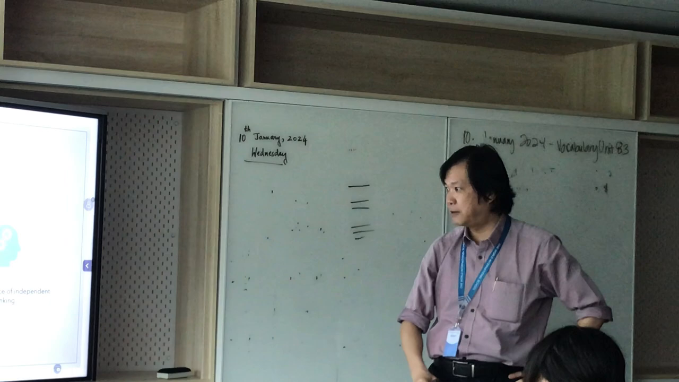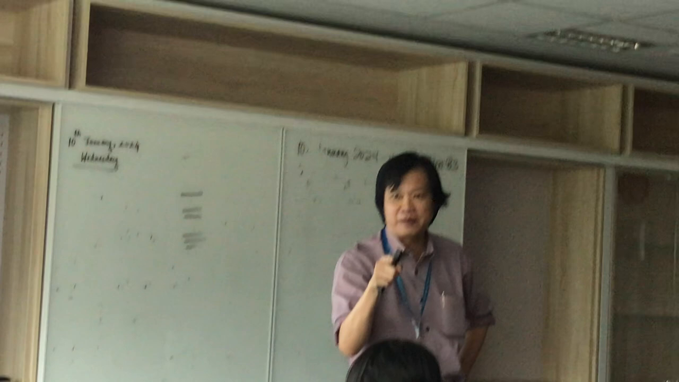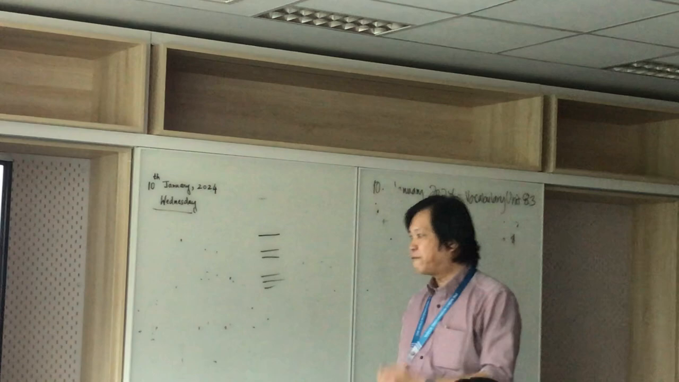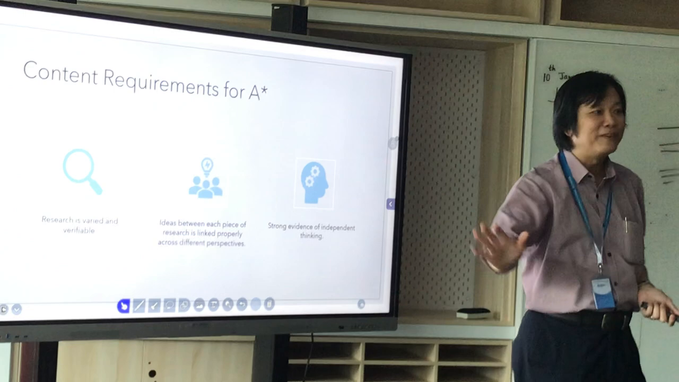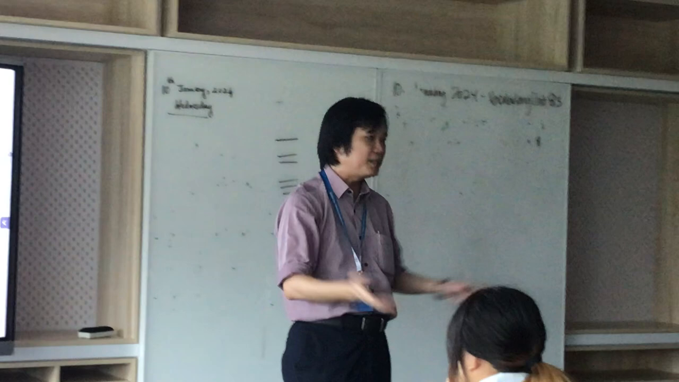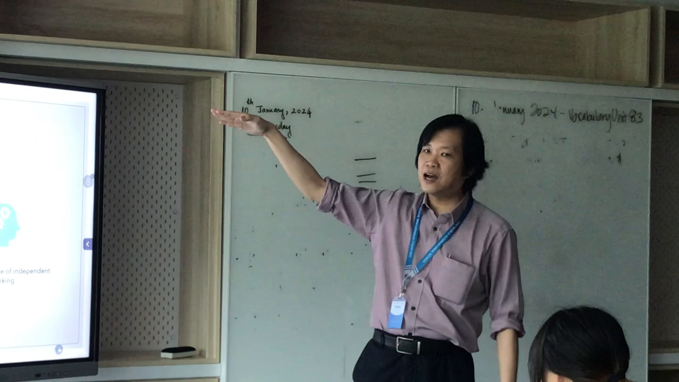The ideas between each piece of research must be linked properly across different perspectives. In other words, I must see your train of thoughts across the perspectives. If you can't even show me that you understood there are two perspectives to this globally, then you will lose marks. Okay? And finally, there must be strong evidence of independent thinking. In all the assignments I give, there's always one section where I want to see a personal perspective. That personal perspective is actually your independent thinking. Some of you in your previous assignment didn't even bother with that. You lose marks. Okay, so if you are looking for an A star, I need to see these three in your content.